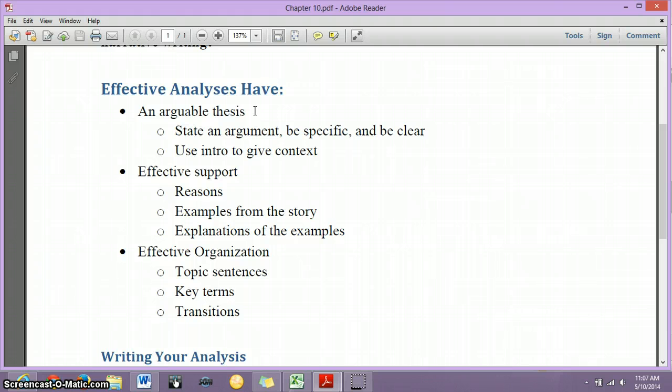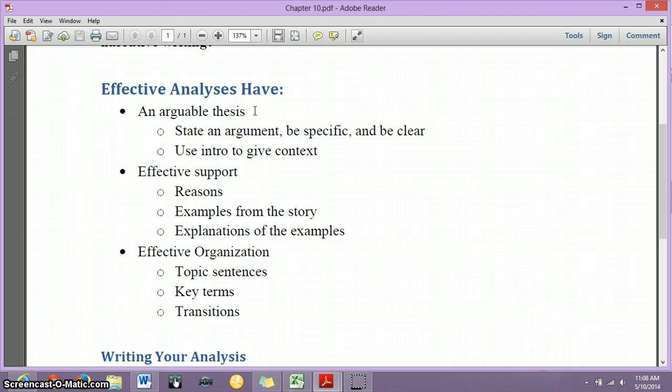So you can give reasons, you can give examples from the story, and then you need to give explanations of the example. So it is absolutely required that you use examples from the text itself. You can't just go off on this long summary. You have to use direct quotes. So when I say examples from the story, they have to be direct quotes from the short story that you'll be analyzing to prove your point.